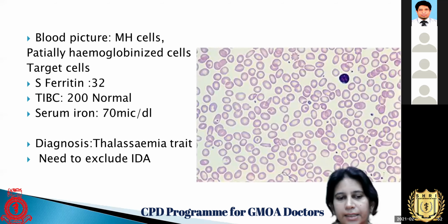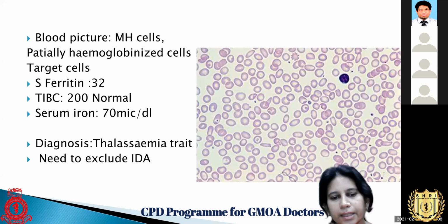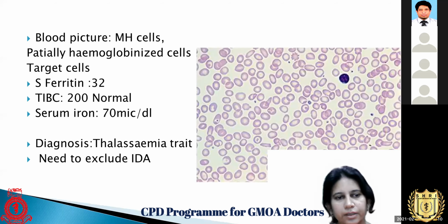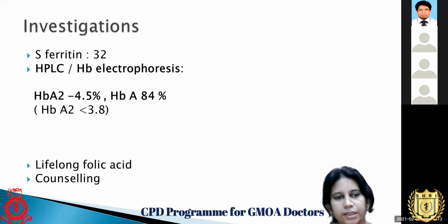So diagnosis is thalassemia trait, but you need to exclude iron deficiency. But serum ferritin, because it's on the low side, I will treat for 2-3 months, thalassemia trait. How do you confirm? By HPLC or hemoglobin electrophoresis.